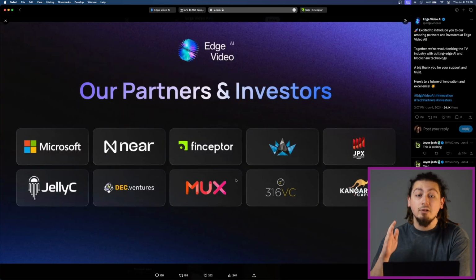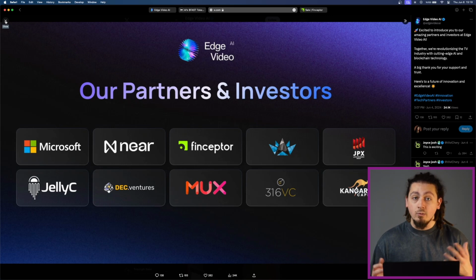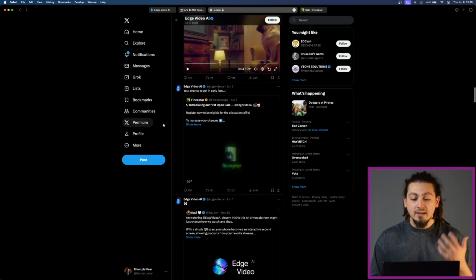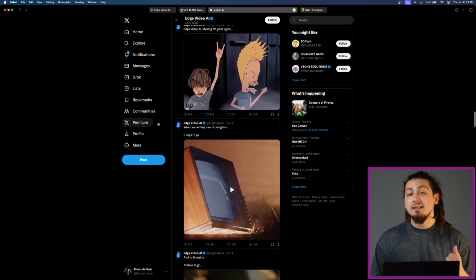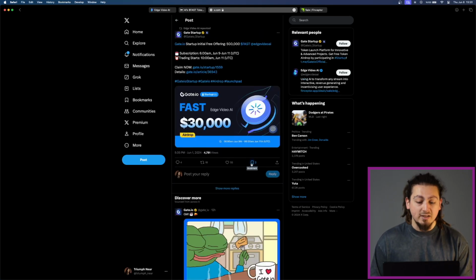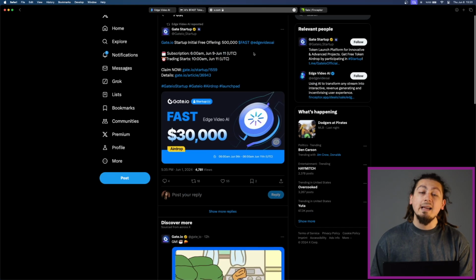They also say they are the first AI project launching on NEAR this year, which is a big deal, and they are supported by the NEAR Foundation. They also have other partners, supporters, and investors, and among them there are big names: Microsoft, Finceptor, JPX, Kangaroo, Jealousy, DEC Ventures, MOX 316 VC, and they are growing together with their partners and investors.